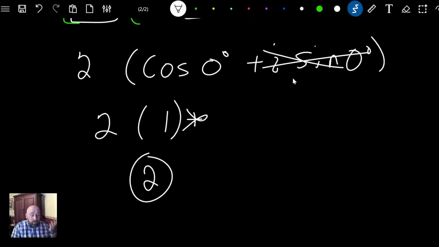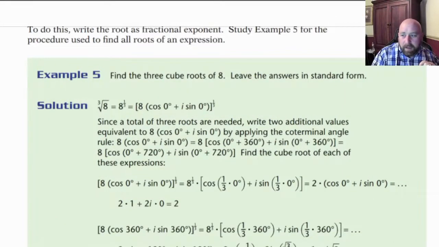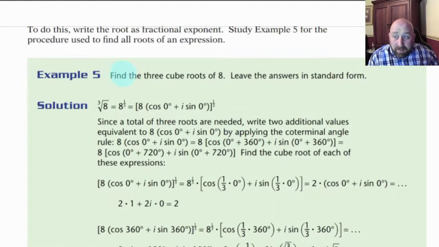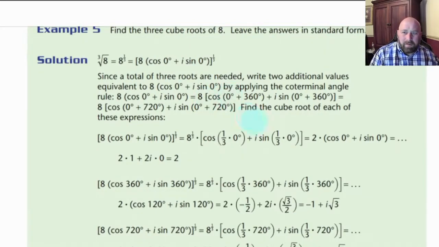And so we got one solution. You might be thinking, oh, we're done. It only gives us one solution. But let's jump back to the book real quick and let's look at what else we need to do to this thing. Okay, so there's our one solution. There's our 2. Now, look what it says. Since a total of 3 roots are needed, why are 3 roots needed? Because it says to find the 3 cube roots. The question tells us to do that. So you're like, well, I only got 1. So how do we do that?